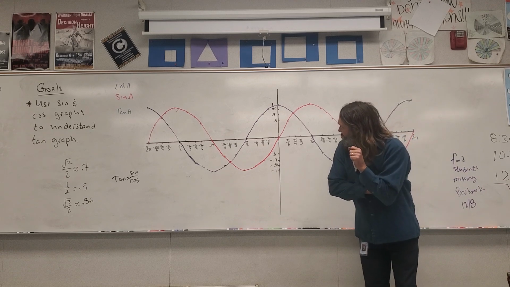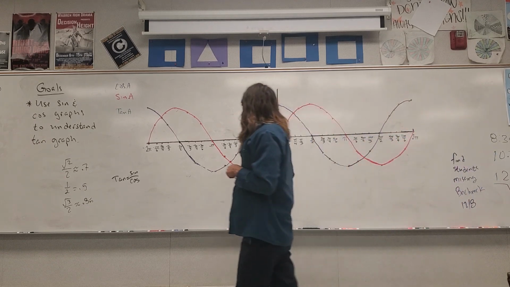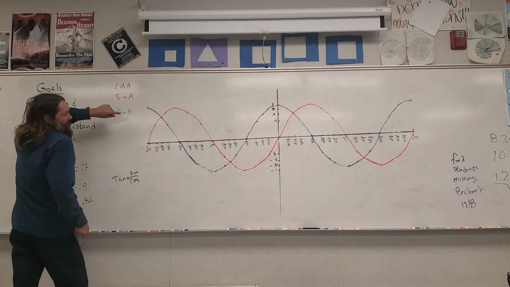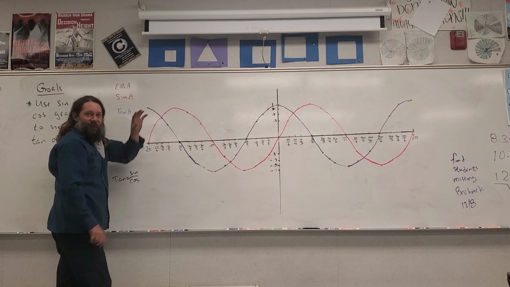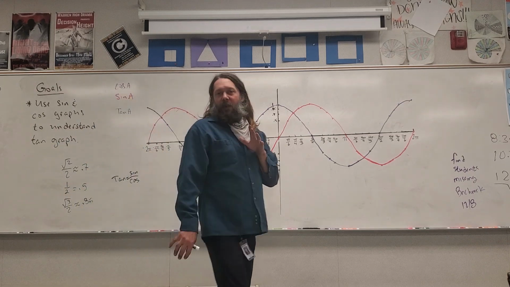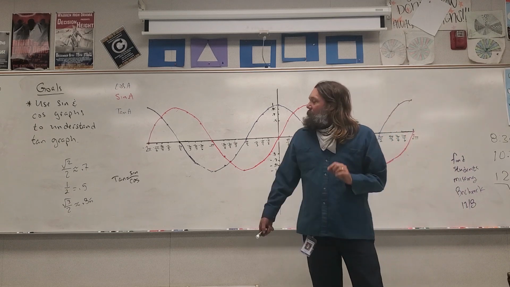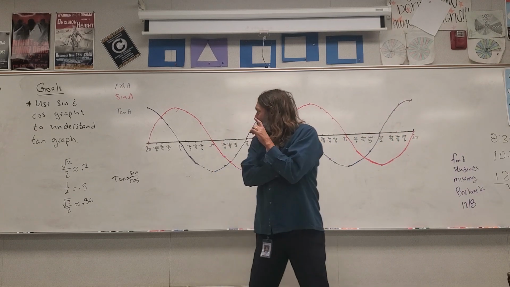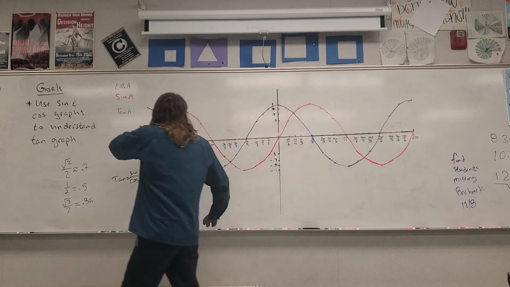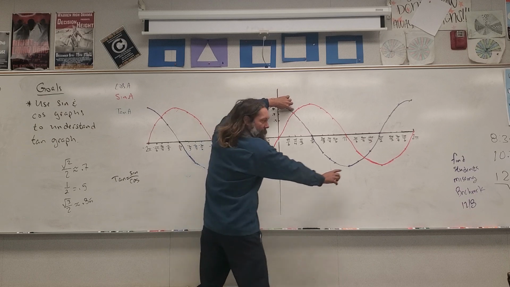So tangent is sine over cosine. Let me explain how this is going to work. We're going to take the height of the red and divide it by the height of the purple, and that's going to be the height of the tangent. Now there's a couple places that are real easy to find the heights of tangent, meaning you're dividing the same height by itself. And we have that happening here, here, here, and here.